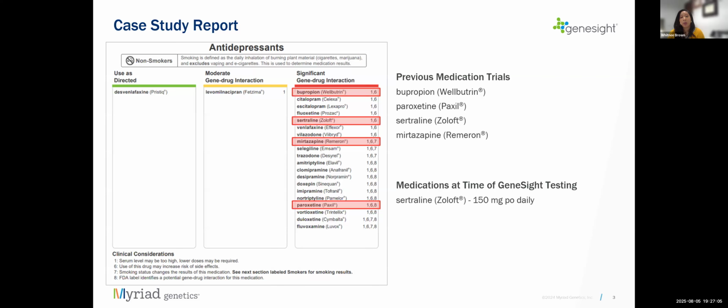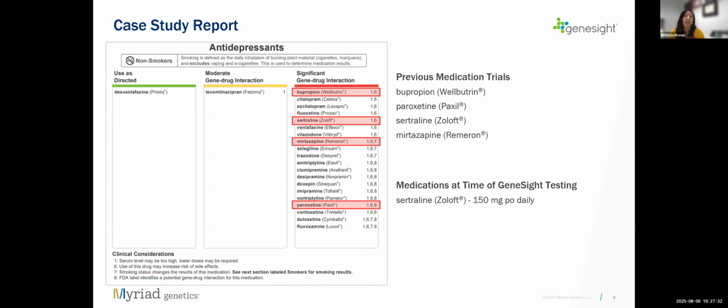And including the medication that she was actually currently on, which was Zoloft. All of these medications were in the significant gene-drug interaction, so that indicates that the patient has a higher likelihood of having side effects or poor outcomes from this medication. But if you'll take a look at the clinical considerations, you'll see here that the serum levels were too high for her and lower doses may be required, and that was for every medication that's highlighted in red.